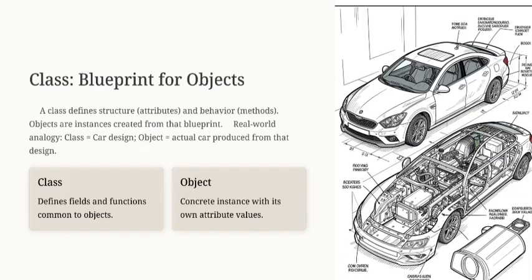So class versus object, let's compare. A class is a blueprint, defines structure, defines behavior, and has no real values. For example, a student. An object is an actual instance, has real values, and uses the class behavior. For example, a student named Rahul.